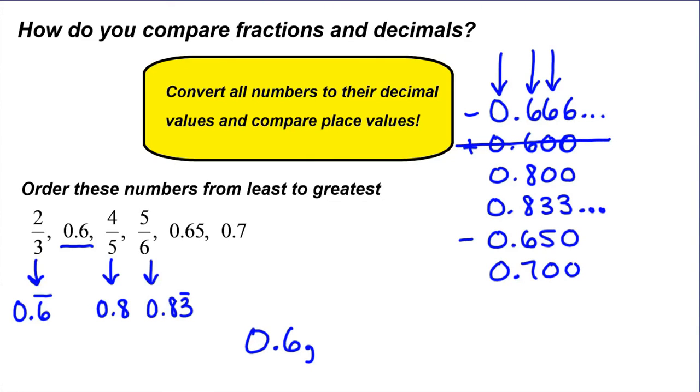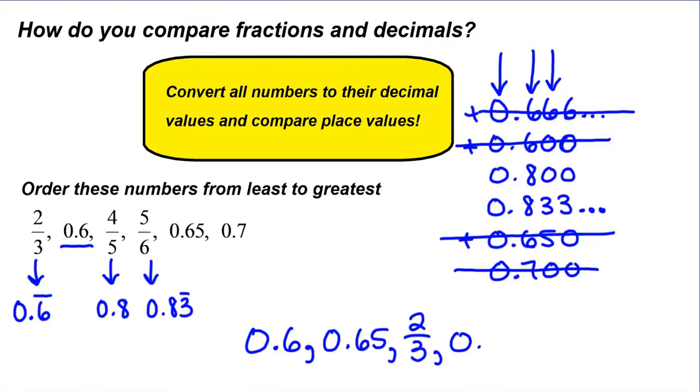So I've got that one taken care of. The next smallest one would be the 0.65, because that's a 5, and the one on top has a 6 in the hundredths place. Then the 0.6 repeating would be the next largest one, which was 2/3. And now the only ones remaining have an 8 in the tenths value or a 7 in the tenths value. So the next largest one is 0.7. And then the 0.80 is going to be smaller than the 0.833, so that was 4/5. And then the largest number is the 0.83 repeating, which was the 5/6.